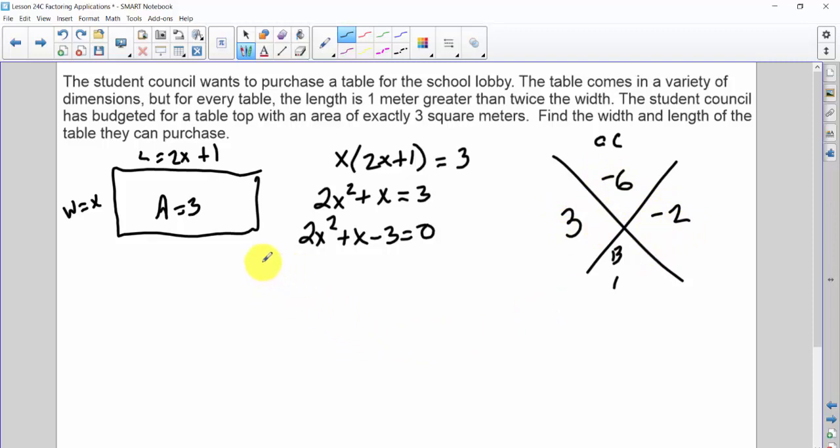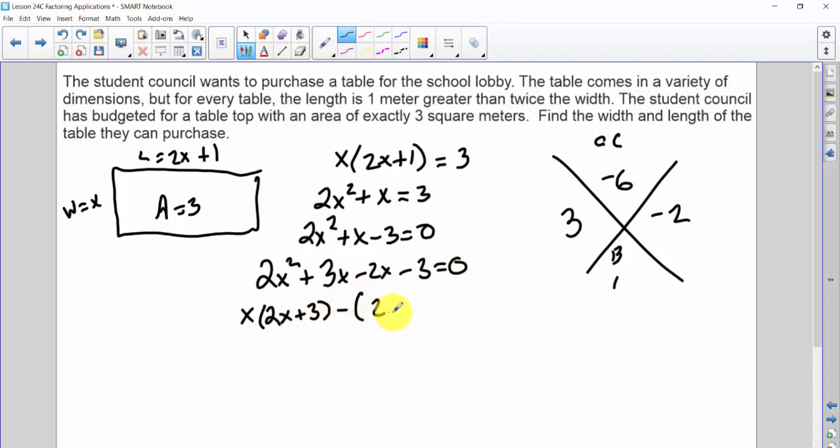So let's start writing that out. 2x squared plus 3x minus 2x minus 3 equals 0. First pair has an x in common. Pull the negative out. Now we have a GCF of 2x plus 3. Pull the 2x plus 3 out, just like we've done in all of our grouping problems, and you're left with x minus 1.